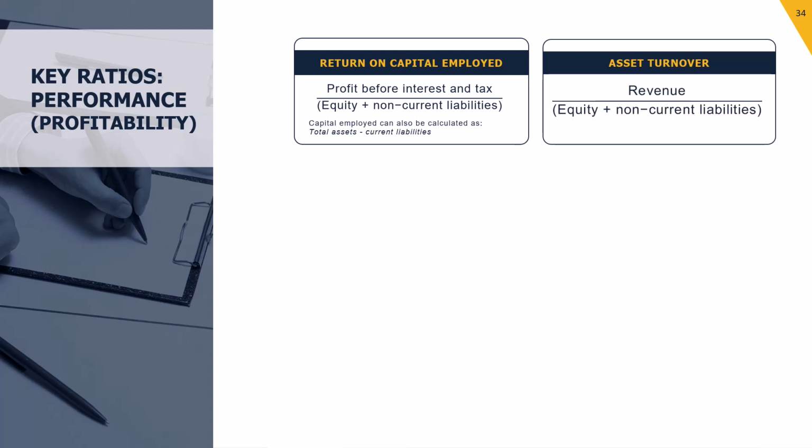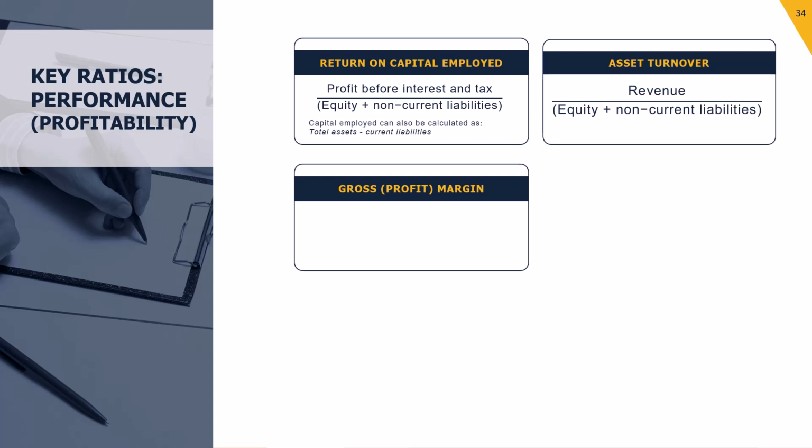So asset turnover is calculated by taking your revenue divided by your capital employed. Now, what this actually shows us then is the amount of revenue that is generated per dollar of long-term investment, hence capital employed in an organisation.